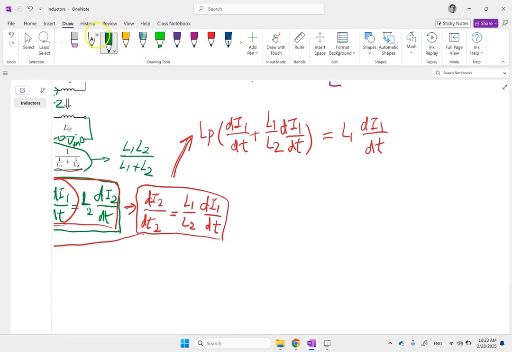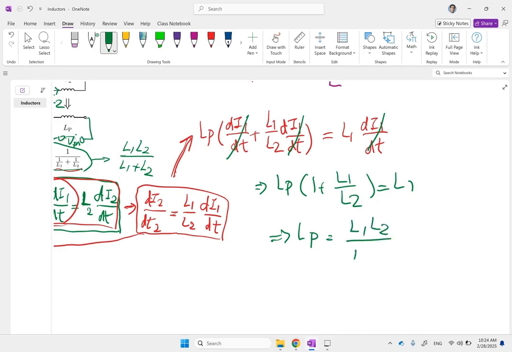Now both sides have di1 over dt, so you can cancel it out. And from here, you see that LP times 1 plus L1 over L2 should be equal to L1. Multiply both sides by L2 and take a common denominator, and you'll see that LP should be L1 L2 over L1 plus L2. Or you can say that 1 over LP is equal to 1 over L1 plus 1 over L2, and if there are more, you can add them as well.